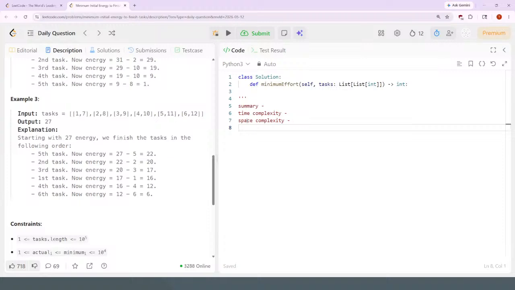Starting with 27. Two, 3, 4, 5, 6. 2, 3, 15, 20, 15, 25. 2 plus 3 plus 5 is 10. 4 plus 6 is 10. 20. 20 plus 7 is 27.